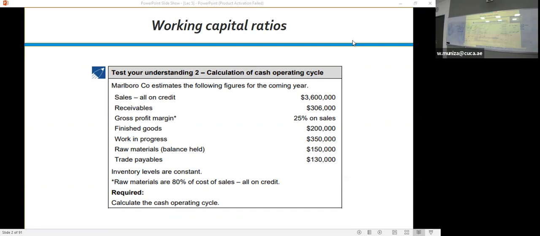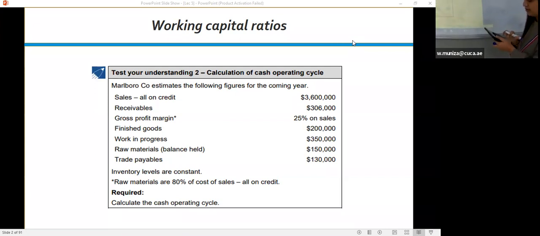For work in progress and finished goods, take the full cost of sales, okay? Because we are not only taking the raw materials now. So for work in progress, it's 350,000 divided by cost of sales 2700,000 multiplied by 365. So it's 47 days. For finished goods, 200,000 divided by 2700,000 multiplied by 365. So it's 27 days.